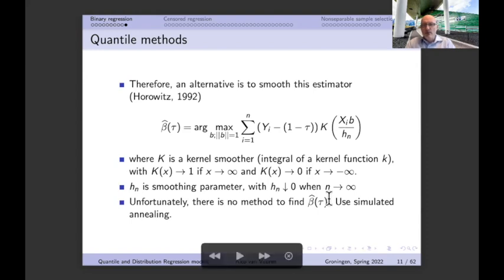Therefore, it's usually the case that in order to maximize this, you should use, I would say, quite dirty methods that try to look at global maxima, such as simulated annealing.